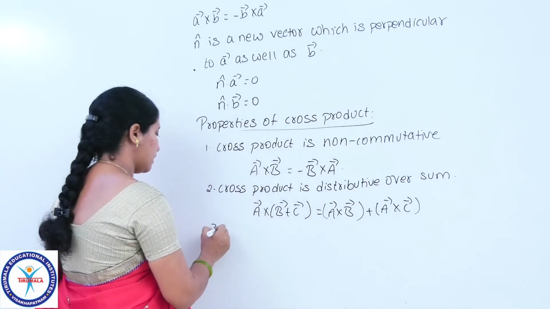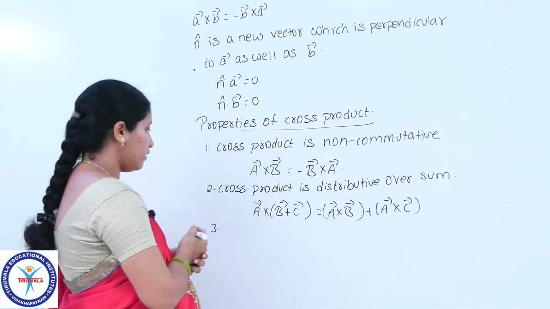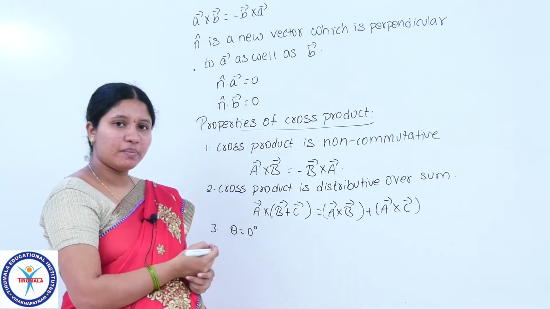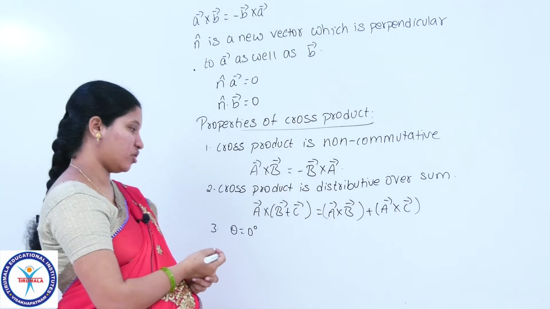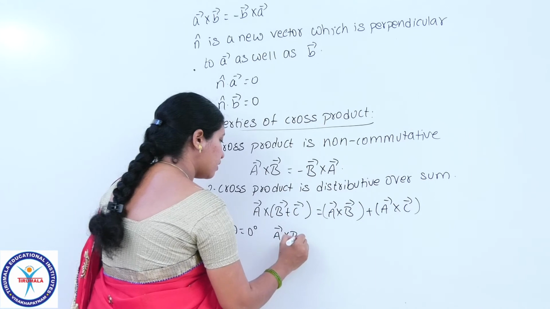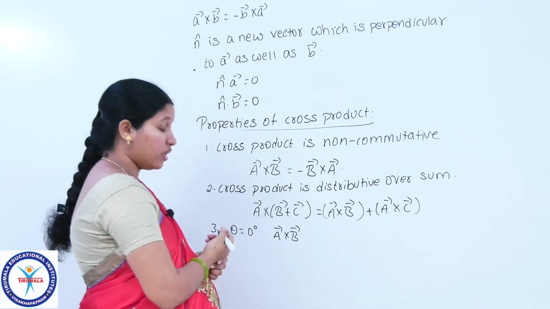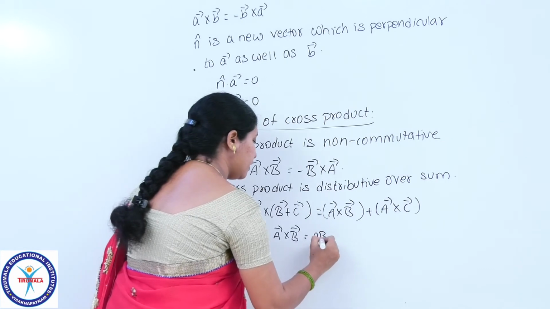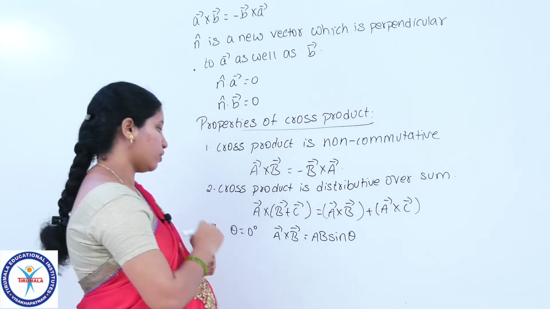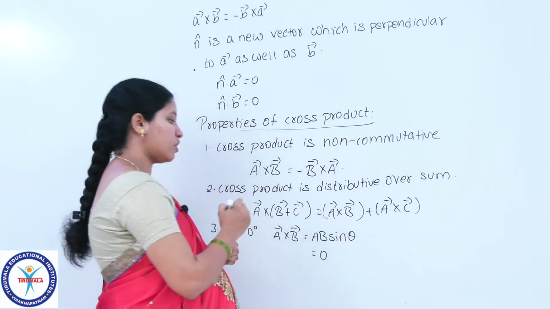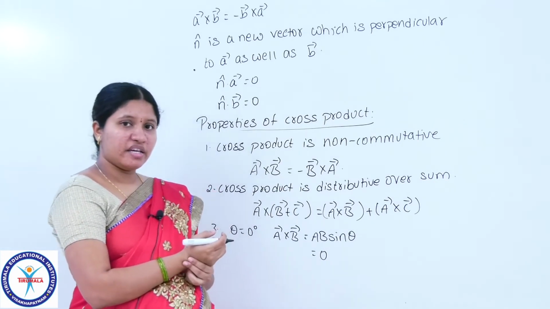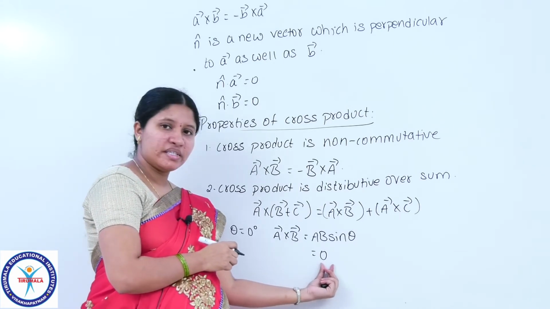So now let us see what is the third property. If theta is 0, it means the angle between vectors A bar and B bar is 0. So what will be the formula for cross product A bar cross B bar? Magnitude is given by AB sin theta. So sin 0 value is 0. So we get A bar cross B bar is equal to 0. So when two vectors are parallel, then we can say that their cross product is 0.